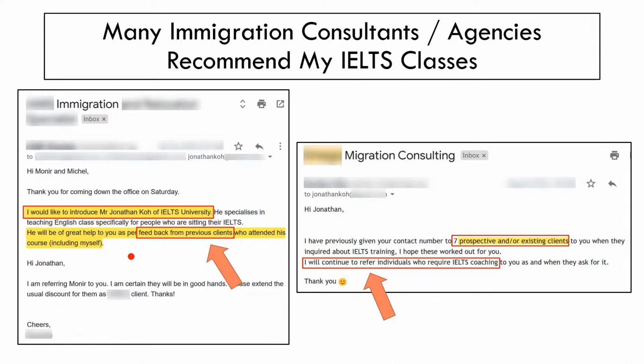This person actually works for the agency, but also needed to take the IELTS exam, so he took my classes, and he says that my classes have had good reviews and good recommendations from their previous clients too. Another agency said that I've previously given your contact number to 7 prospective and or existing clients. I'll continue to refer individuals who require IELTS coaching.